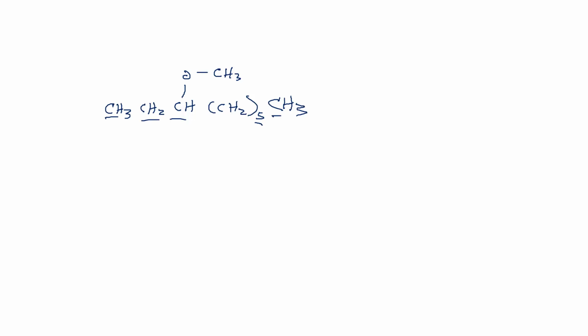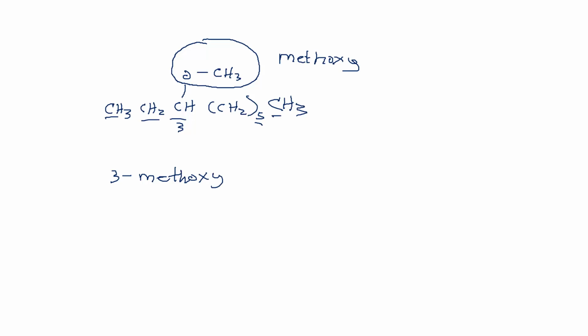And then you have this group out here. So you would identify this group as methoxy. And you'd have to identify which carbon it was attached to. You always want the lowest number, so this would be carbon number 3. So this would be 3-methoxy. And then the number of carbons here total is 9, so that would be nonane. 3-methoxynonane.